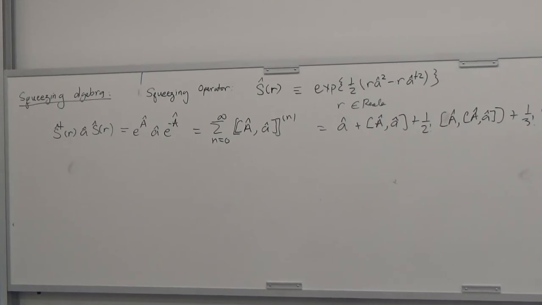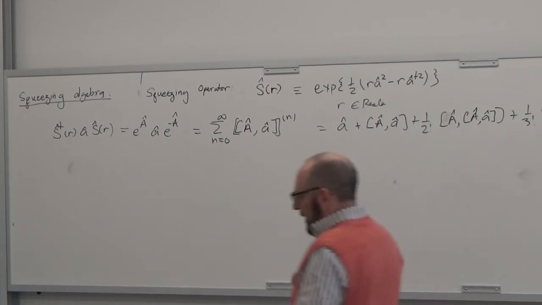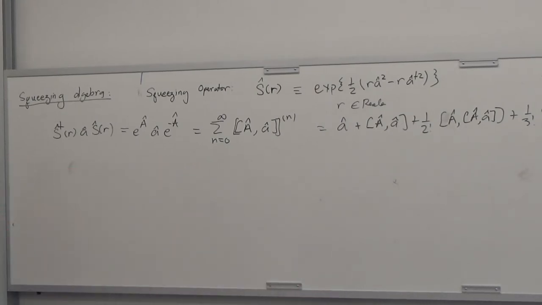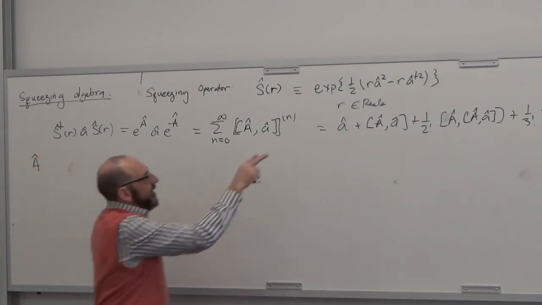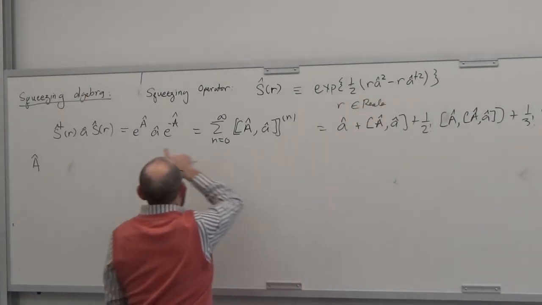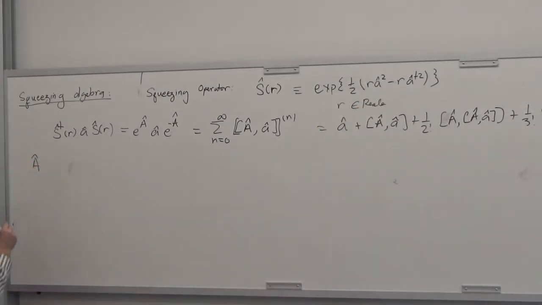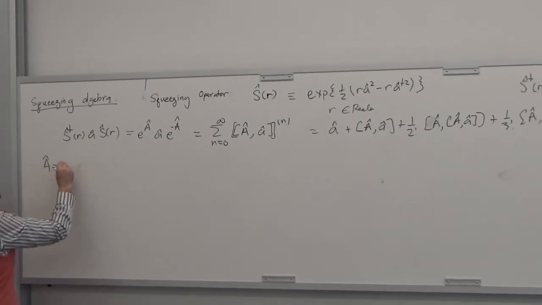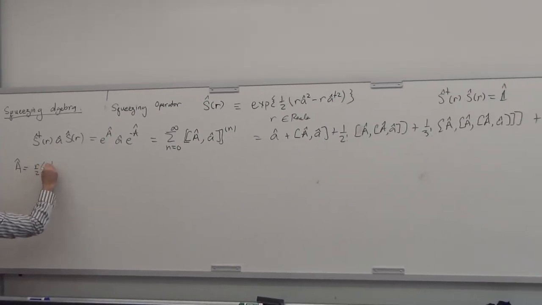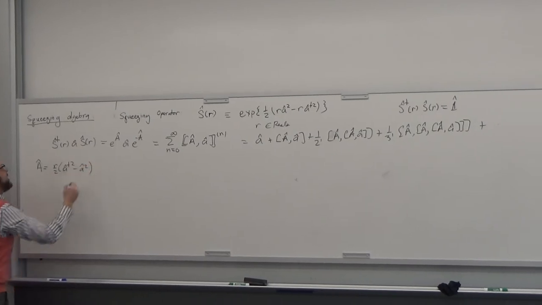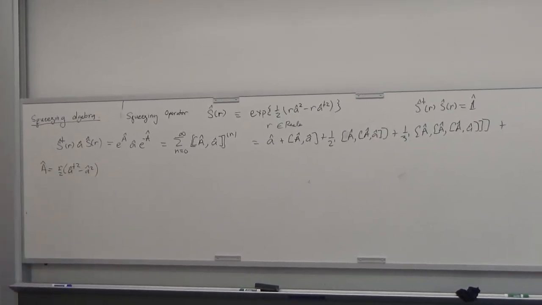Okay, so we just need to do those commutators. Luckily, we don't have to do an infinite number of them. We see a recursion formula pretty quickly. So in this case, A is minus this, because I have S dagger over here, right? And so that's equal to r over 2 (A dagger squared minus A squared). It's the minus of the exponent there, right?